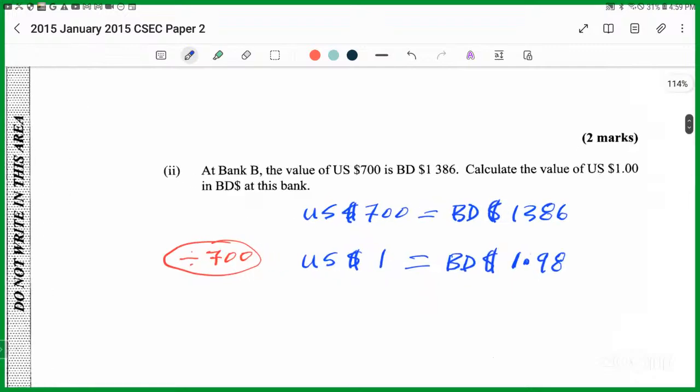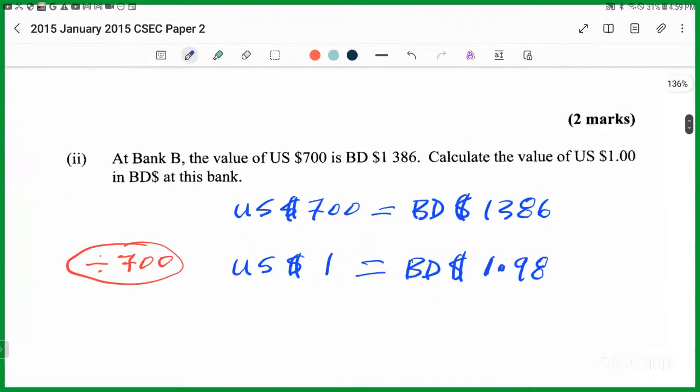So at bank B, they're telling us that the $700 here is this amount of Barbados dollars. So from this relationship, it is asking us now, how much would $1 US be at bank B, which is supposed to be a higher rate. See it? Yeah, I understand now, sure. All right. Maybe read the question. All right, cool. No problem.